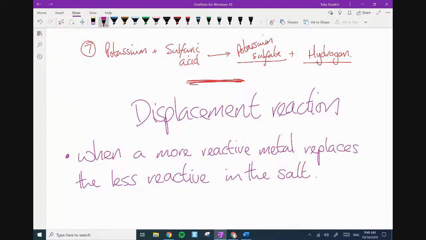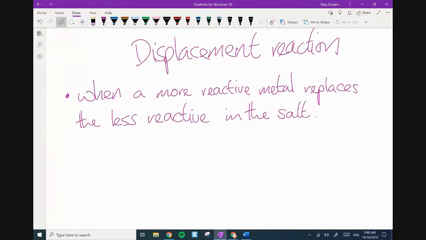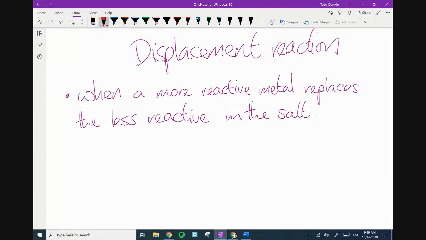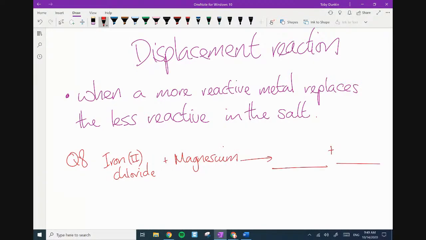Okay, let's look at an example of this. So this is where the reactivity series is super handy. I'm going to go question number one. Oh, we're on like question eight. I'm loving this game. Question eight. So we're going to do iron, by the way, I'm going to use two today. Iron 2 chloride plus magnesium. Right. On the chat, please. What am I going to get?